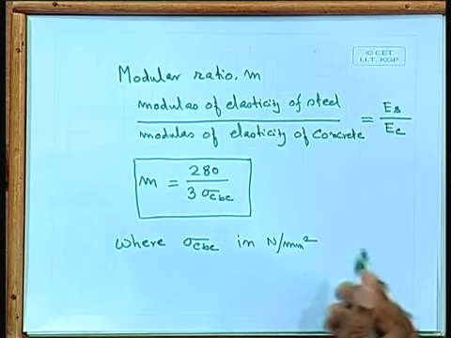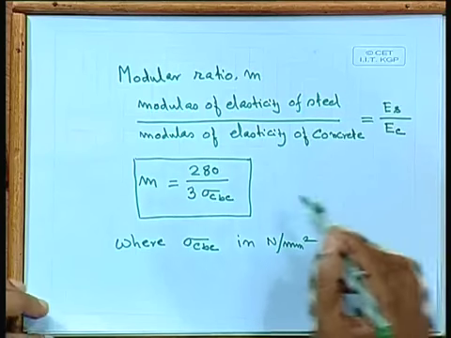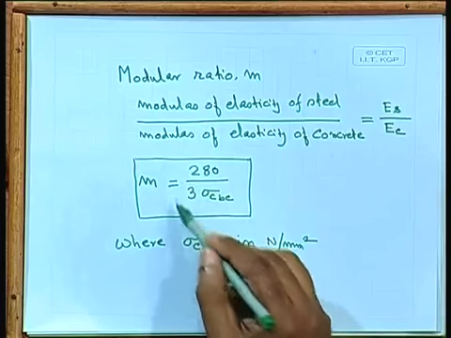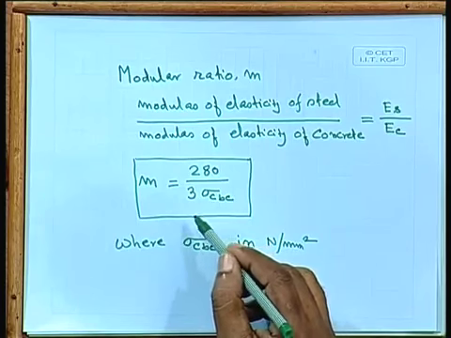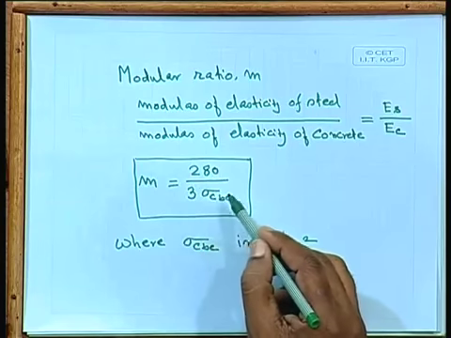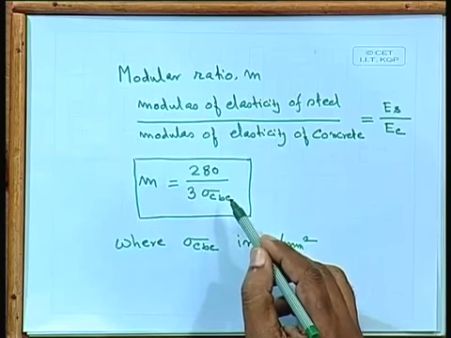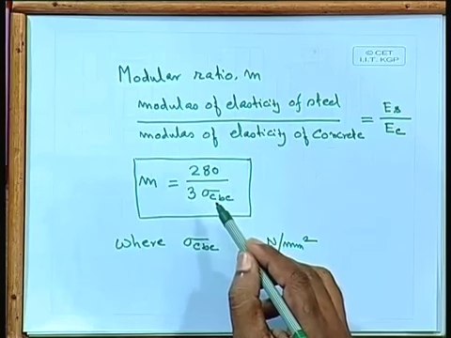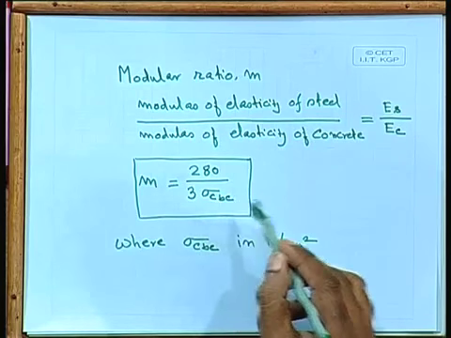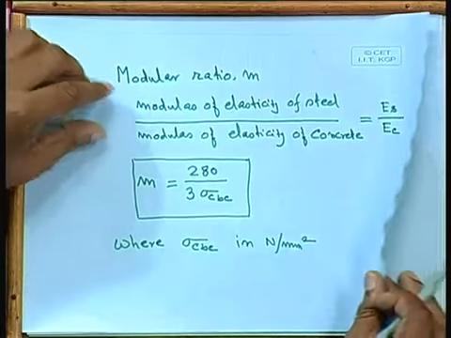So we are not going to that Es by Ec. Instead of that, we shall take this formula, and on the basis of that we shall calculate m. So we shall take 280 by 3 sigma cbc. Now we shall come to your point.